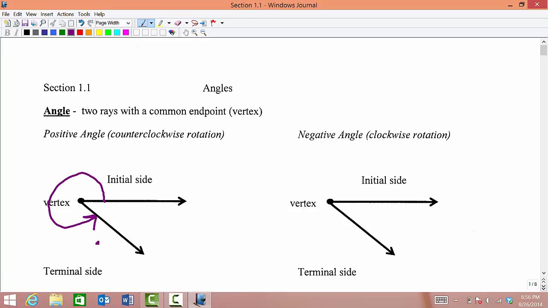If it's a positive angle, that is when we go in a counterclockwise direction. A negative angle is formed by starting at the initial side and stopping at the terminal side, but going in a clockwise rotation.